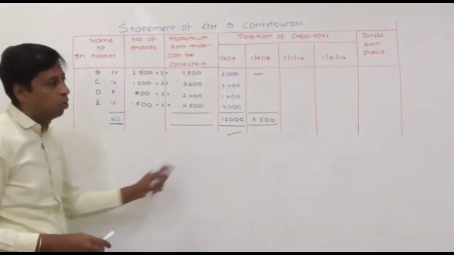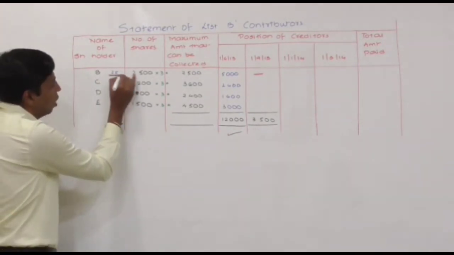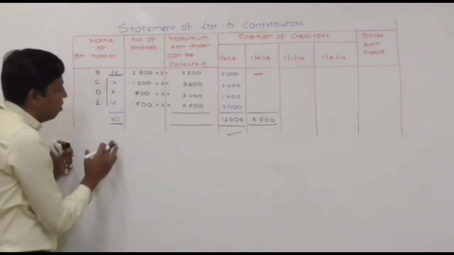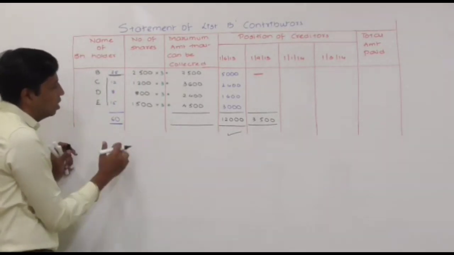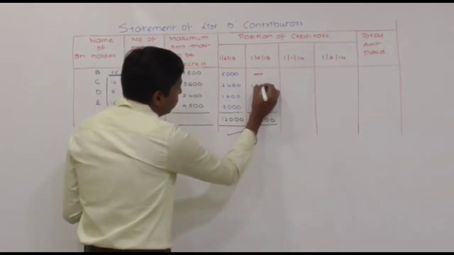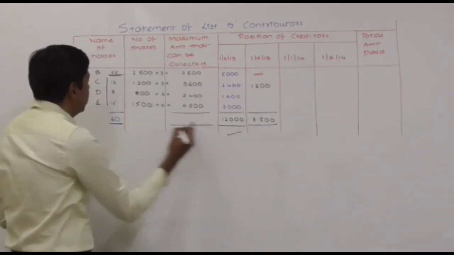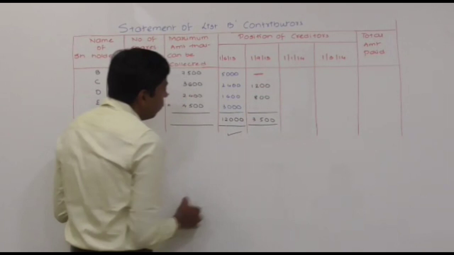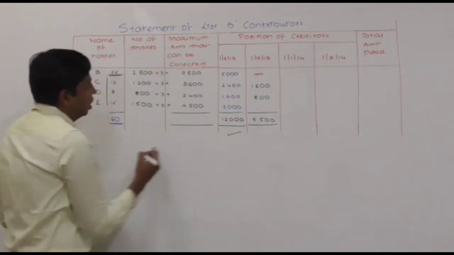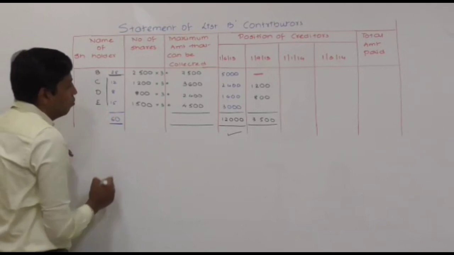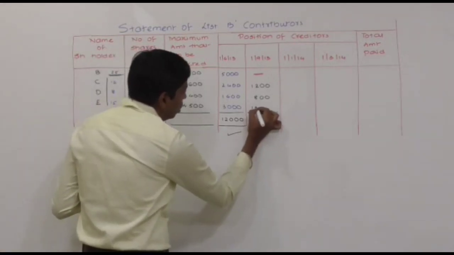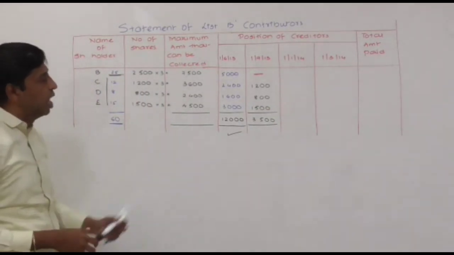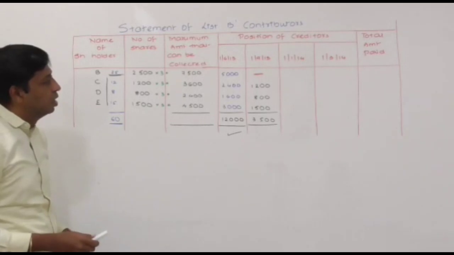So 3,500, we don't have to consider B now. We have to consider only three people. That is 12, 8 and 15. So 3,500 divided by 35 gives me 100. 100 into 12 is nothing but 1,200. 100 into 8 is nothing but 800. 3,500 divided by 35 into 15 will give me nothing but 1,500. That is how the payments will be done. So we are done with the second column.